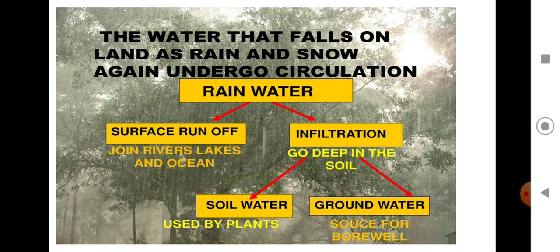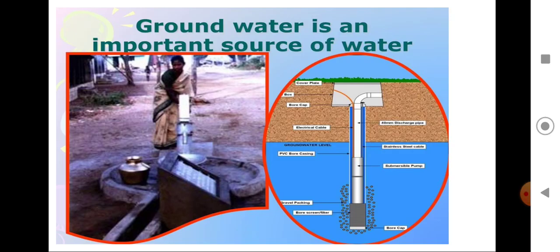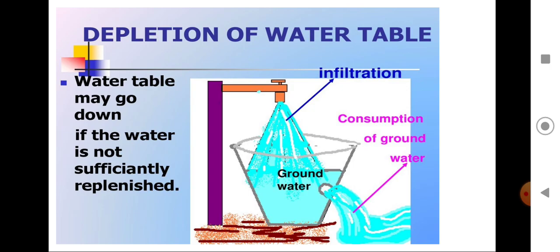Surface water and groundwater are the two important sources of water on the earth. We already discussed that. You see here, in the cities we mainly depend upon groundwater. Groundwater is a very, very important source of water. Apart from the river, lake and pond, we also depend upon the groundwater. Whenever we talk about groundwater, you might have heard about the depletion of the water table.